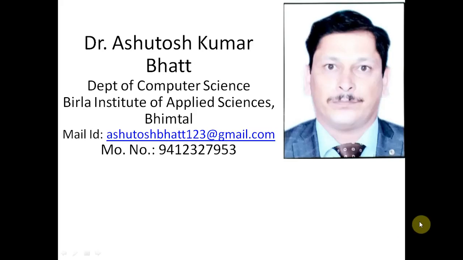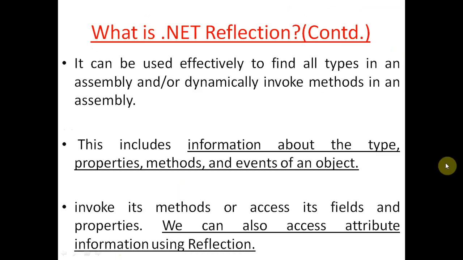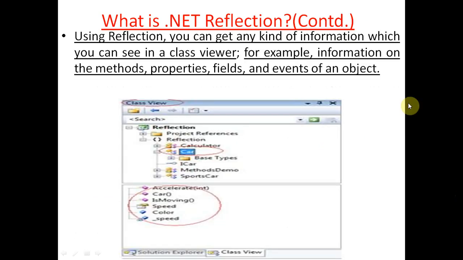So in the previous class I discussed .NET Reflection. Basically, in reflection we fetch the assembly information, or we collect information about the class itself, and we can access information about the type, property, method, event and object. We can also access attribute information using reflection.